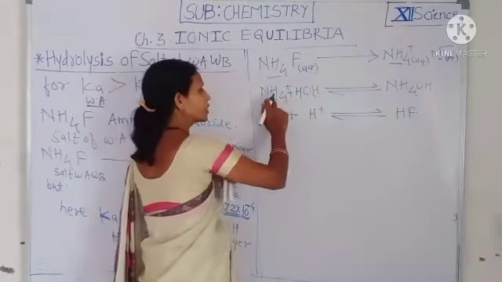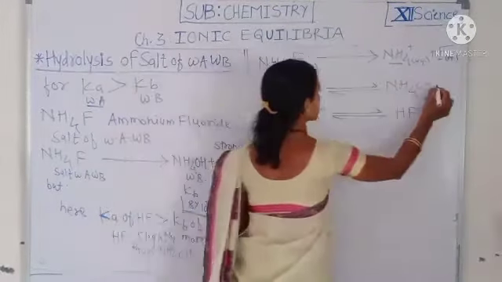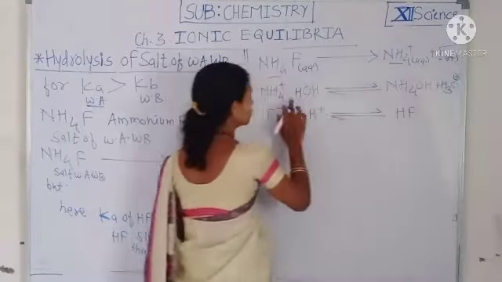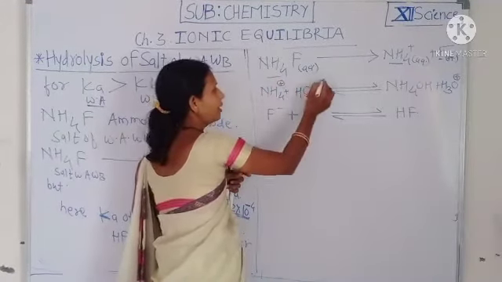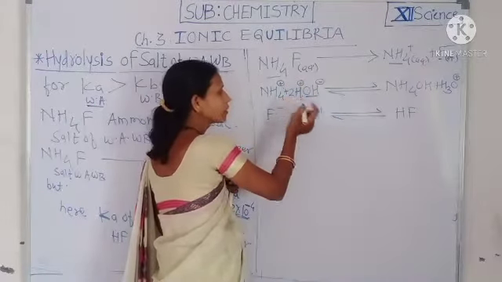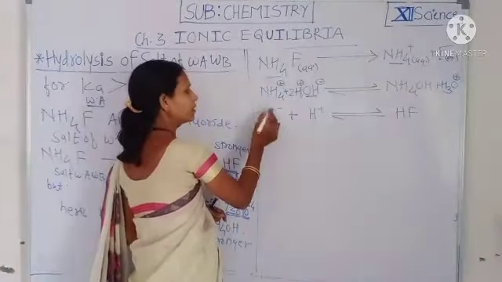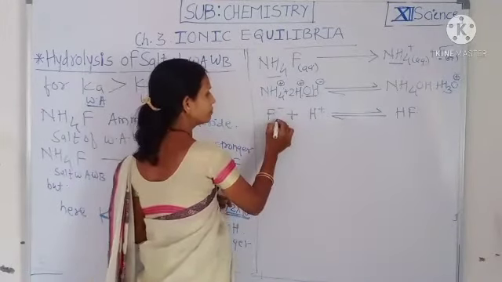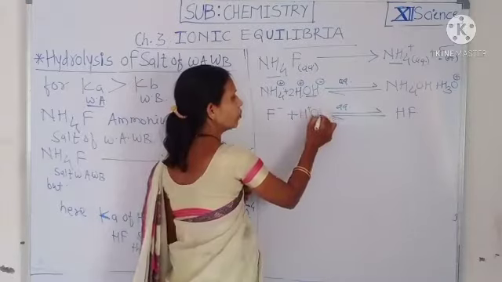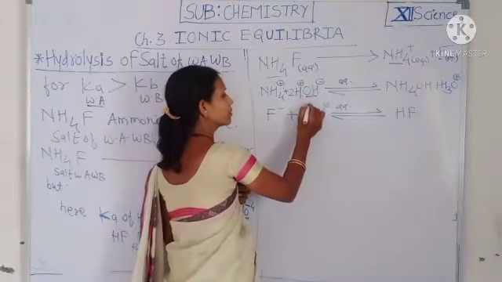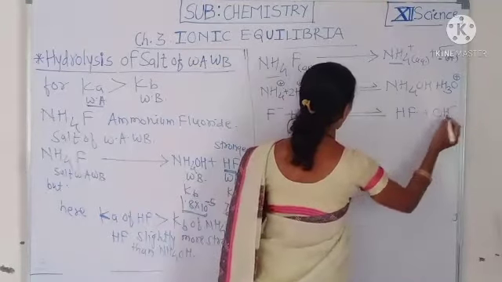See here, the OH minus ion of water interacts with NH4 plus to give NH4OH and hydronium ion, because here OH minus ion of water reacts with NH4 plus and H plus ion reacts with another water molecule to give hydronium. Similarly, the F minus ion in aqueous medium interacts with H plus ion of water to give HF with the formation of OH minus ion.